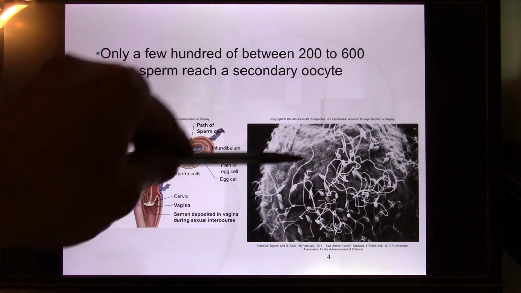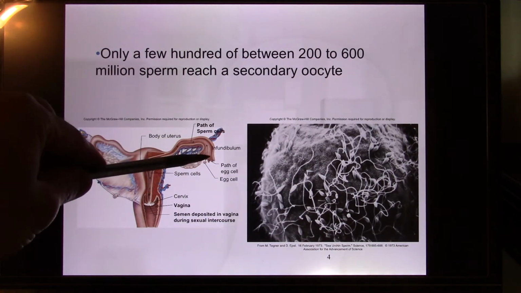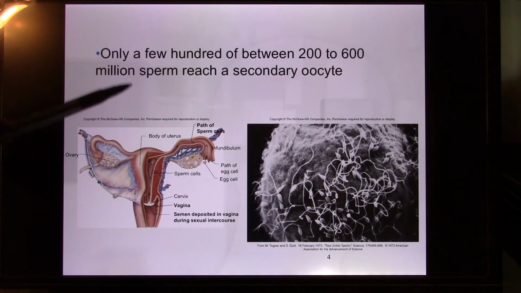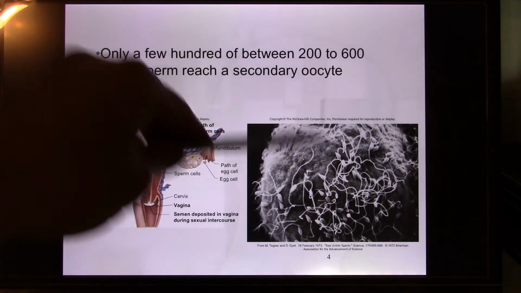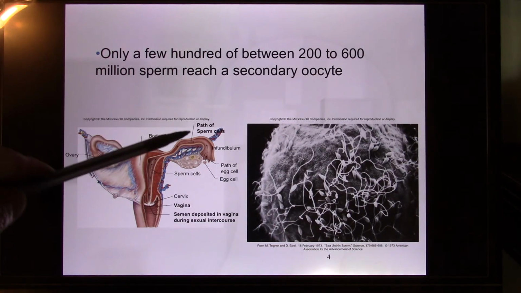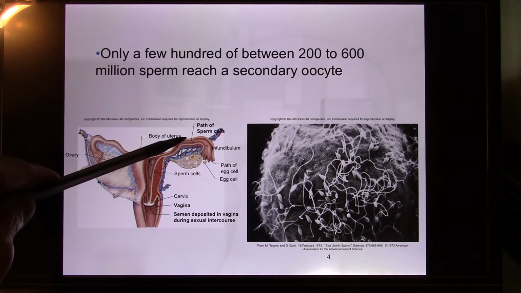And when they have a few hundred, when they reach here, if the egg comes, they have 24 hours. The egg only survives for 24 hours. And the first one takes all. The first one is the winner, and that's the fertilization. So fertilization happens inside the fallopian tube.